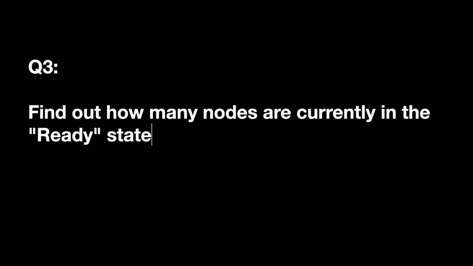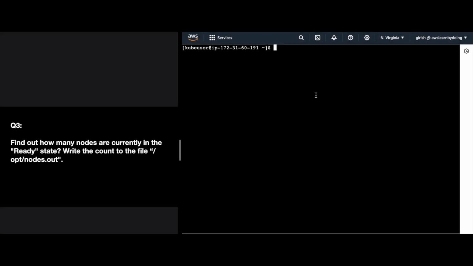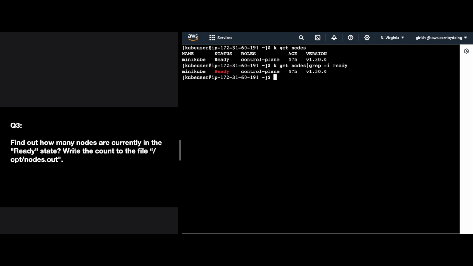Question 3. Find out how many nodes are currently in the ready state. Write the count to the file, and the file name is given. So let's check how many nodes exist. There is only one node and only one is ready. So let's first check how many are ready.